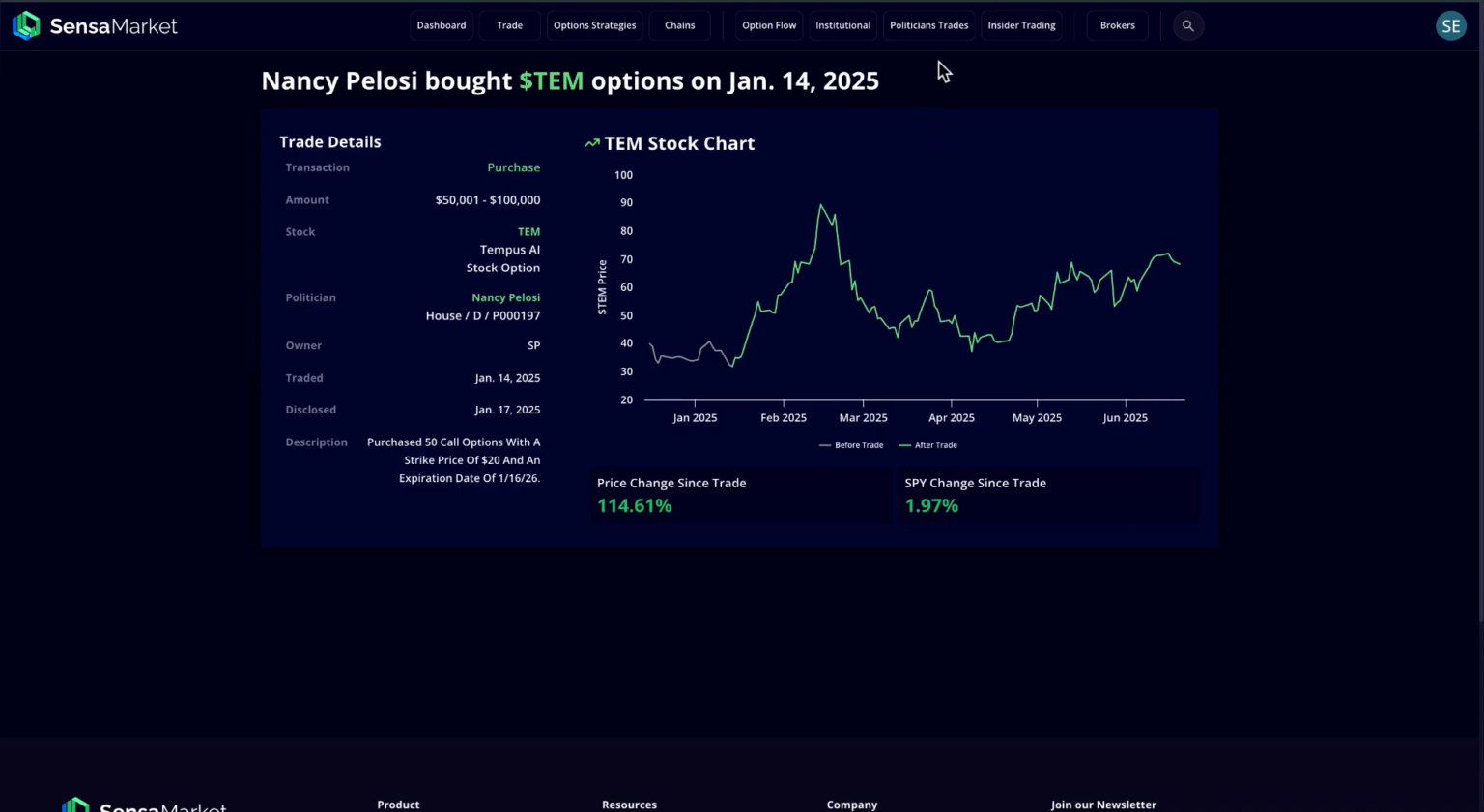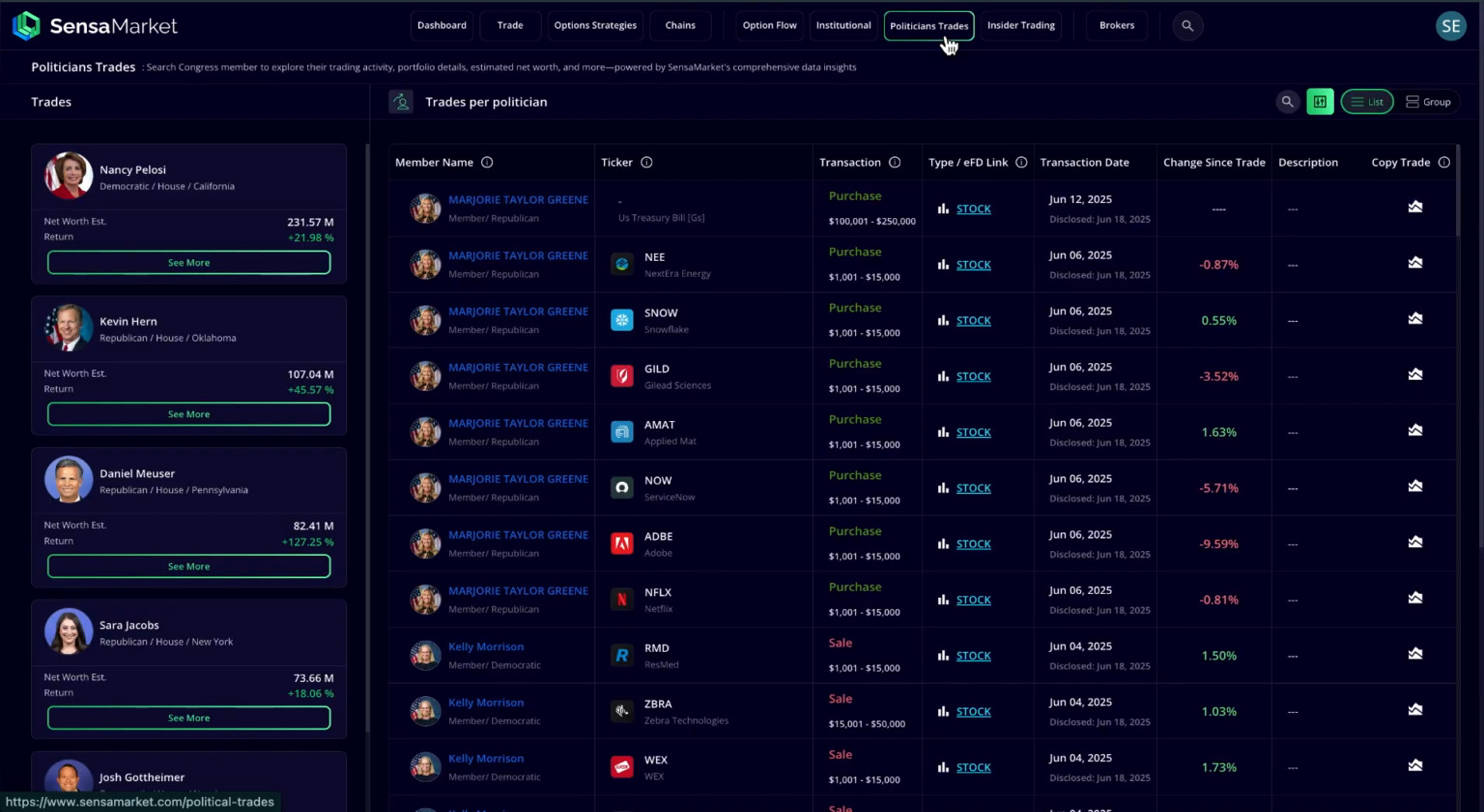From a high-level overview of all congressional trading to a deep dive into a single politician's portfolio, and even analyzing the performance of one specific trade against the market, Sensamarket's Politicians' Trades section is a powerful transparency tool. It allows you to see where influential lawmakers are putting their own money, providing a unique edge for your own research and investment ideas.